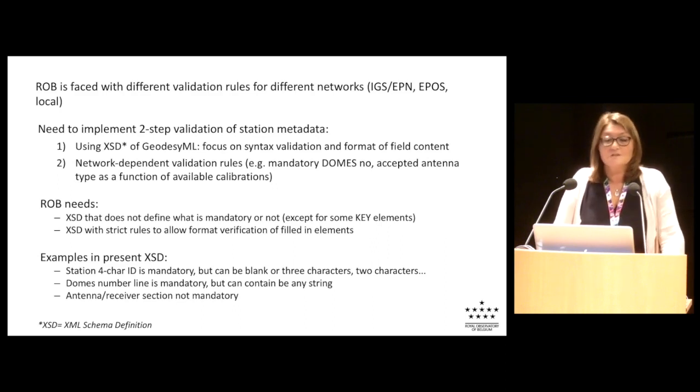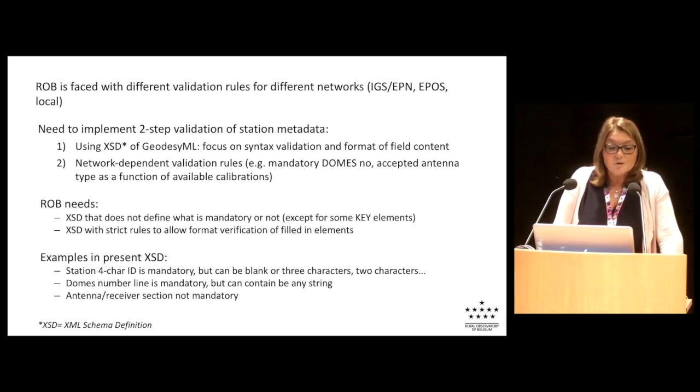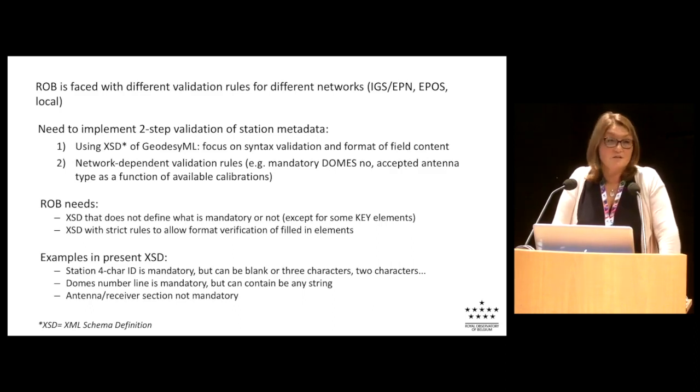So from the point of view of the observatory, we need an XSD that does not define what is mandatory or not, except for some key elements. So we need a station name, for example. On the other hand, we need an XSD with strict rules to allow format verification of the filled-in elements. So for example, in the present XSD, and again, I am sure this will be solved, the station 4-character ID is mandatory, but you can insert even a blank or 2 or 3 characters. The DOMES number is again mandatory, but you can insert any string. And the antenna receiver section does not seem to be mandatory.